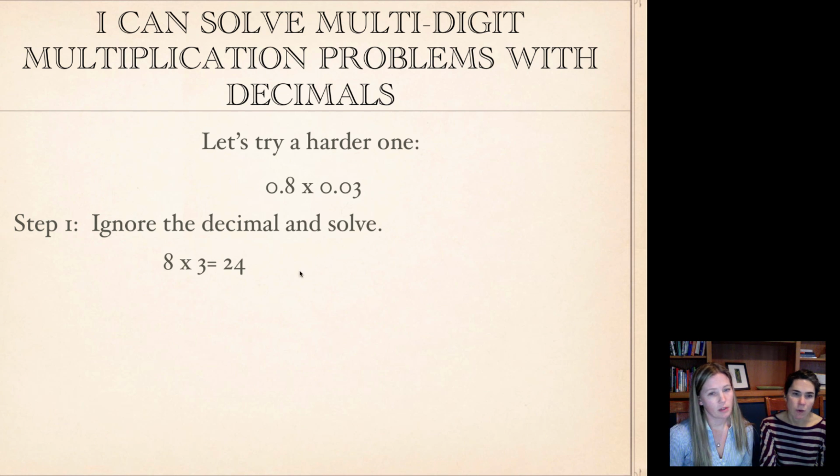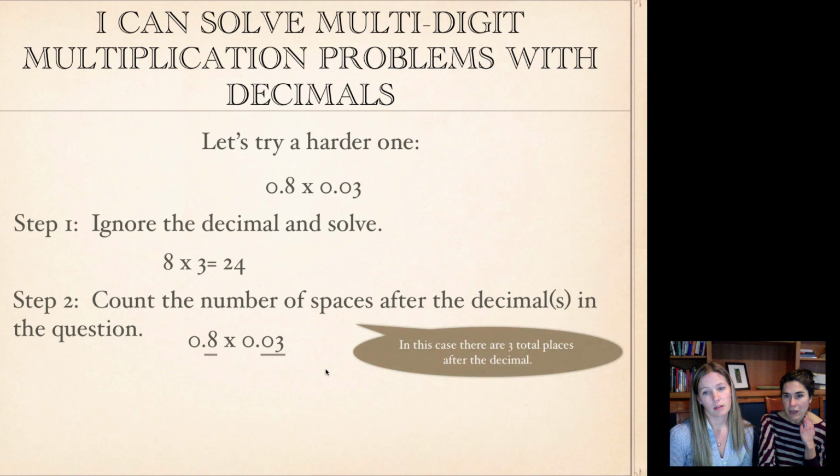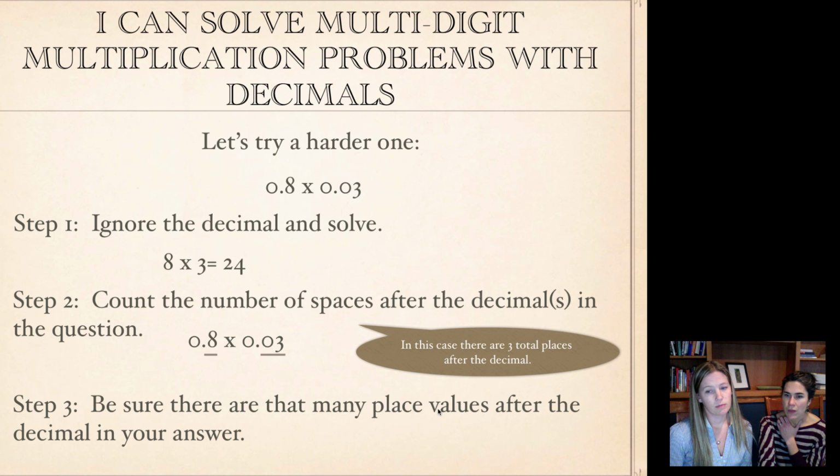Now, what we want to do is count the number of spaces after the decimals, and we have 2 to deal with. We have a decimal right here and 1 place value after it, a decimal here, 2 place values after that. So when we look at our answer, we should be thinking that we have 1, 2, 3 total places after the decimal. So we want the same number of place values after the decimal in our answer as well.